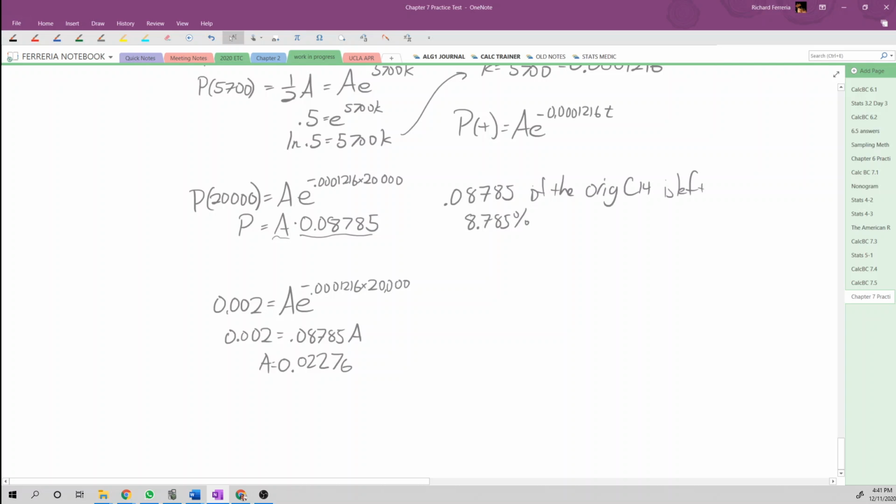So again, since we have context in this, we're going to write a summary. When that tree died in the volcanic eruption, it contained 0.02276 grams of carbon-14.